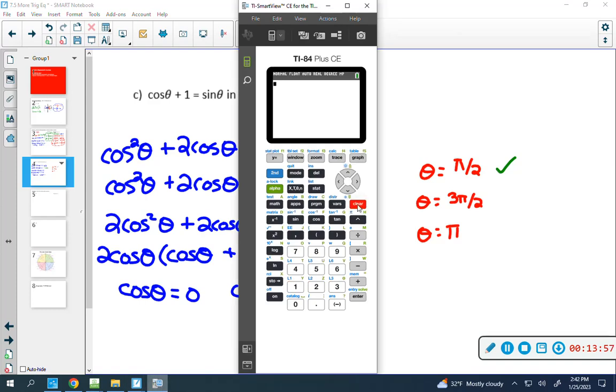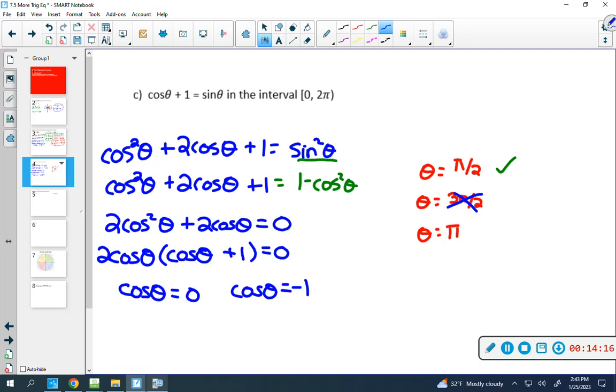Now I'm going to check 3 pi over 2. I'm going to use 270 degrees, of course. So cos of 270 plus 1. Okay, so 1, sine of 270. I'm nervous. Crud. Does 270 check? No. All right, you check pi. Just check pi for me. How's pi working? Pi a win? I like pi.